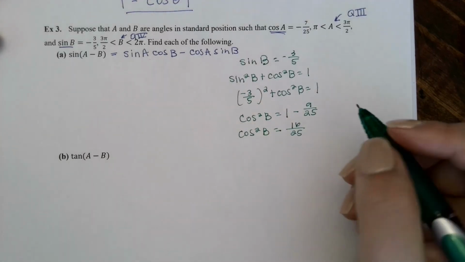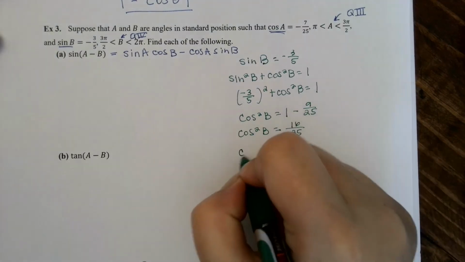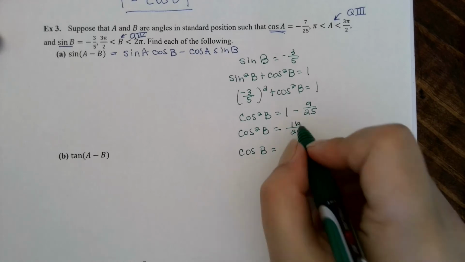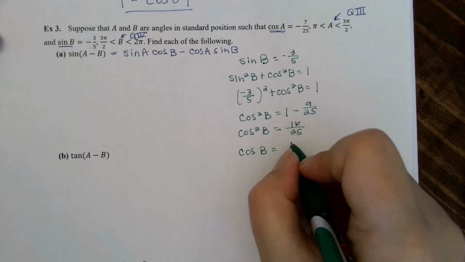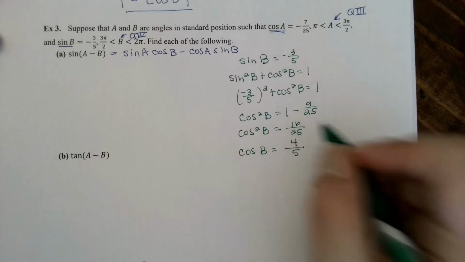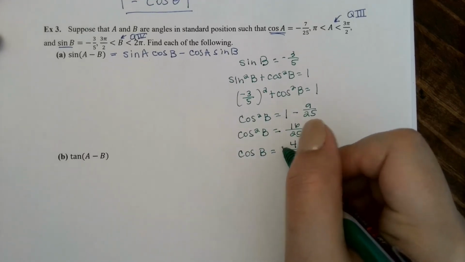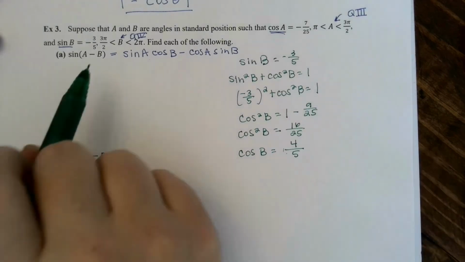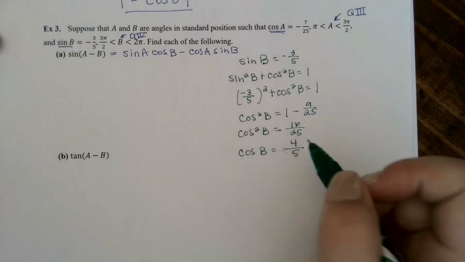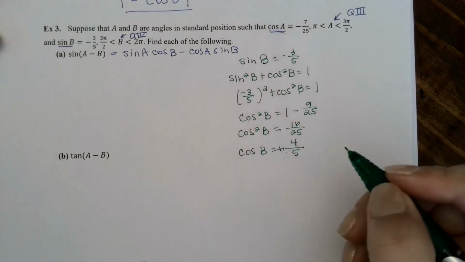But we need to find cosine B, so we take the square root of both sides. So cosine B is equal to the square root of 16/25. The square root of 16 is 4, the square root of 25 is 5. And then we need to determine, is this positive or negative? B is in quadrant 4, and cosine is positive in quadrant 4, so this is going to be a positive 4/5.